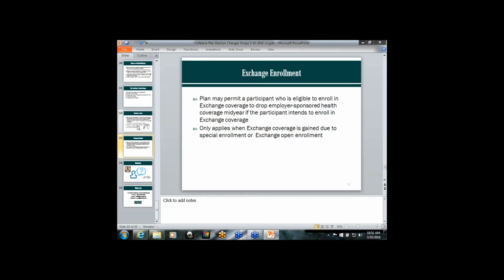So generally, if you have a calendar plan year, you wouldn't be permitting this change because open enrollment for the exchange falls at the same time your open enrollment falls. This generally occurs when you may have, again, a March plan year or a June plan year, and the open enrollment doesn't start until November on exchange products.